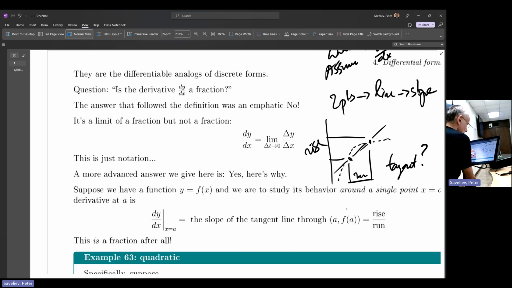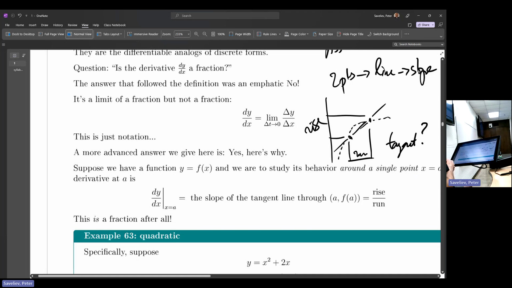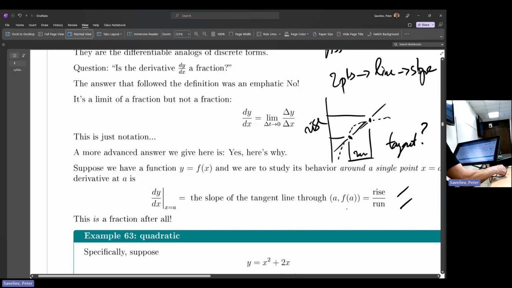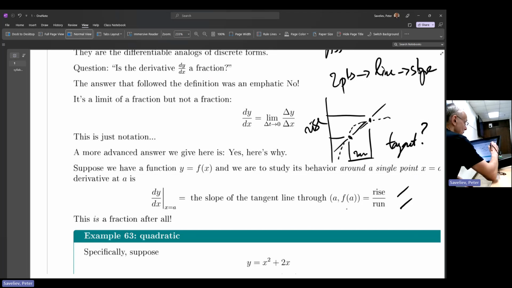Nonetheless, it is a fraction. If that tangent line is constructed, then just look at it and say this is a rise, this is a run, and just call them. Then the run will be dx, and the rise will be dy.